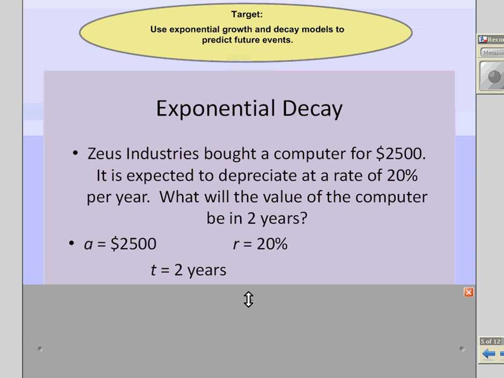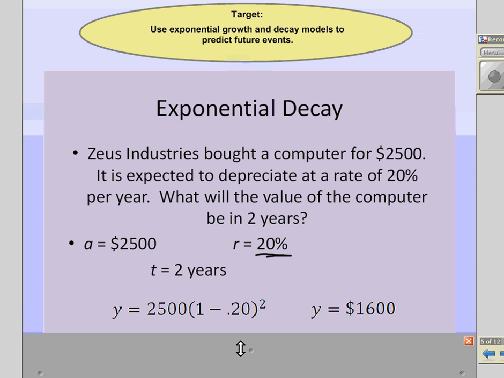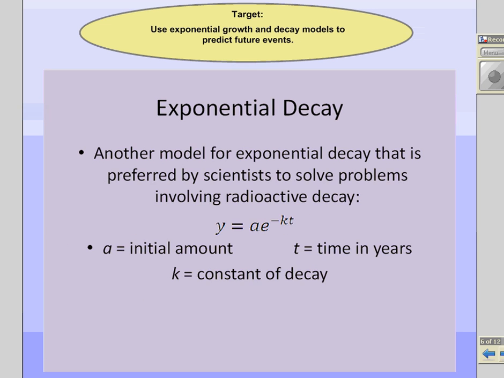Remember, when we use a percentage, we never use it as a percentage, we use it as a decimal. So in our formula, our y value, or our amount after 2 years, is equal to 2,500 times 1 minus 0.2 raised to the second power. Your calculator can help you a lot with this scenario. In this case it's really 0.8 to the second power. Combine it all together, and it tells you that your computer would have a value of $1,600 after 2 years.